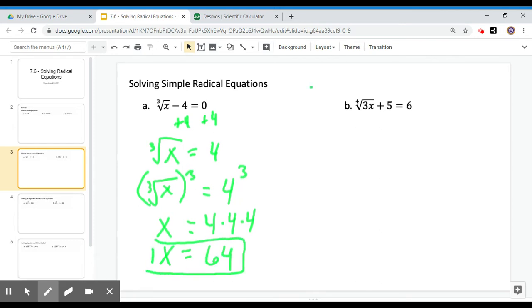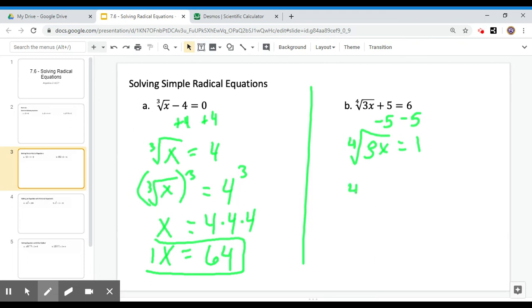And that's it. So for this one, we have a 4th root, but we're going to do the exact same thing. We want to get the radical alone first. So we subtract 5 from both sides. Then we have the 4th root of 3x equals 6 minus 5, which is 1. And now we have the radical alone. Remember, we can't do anything with the 3x yet because it's stuck underneath that radical.